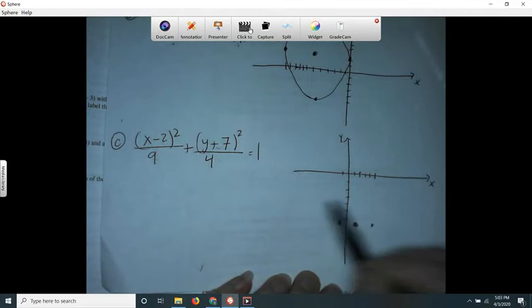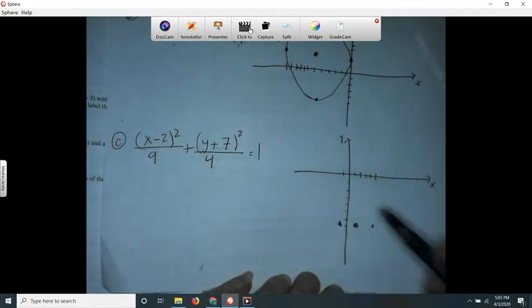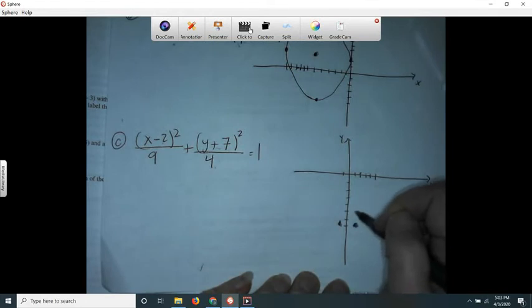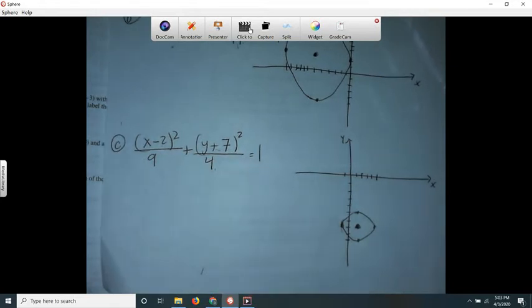And then this is going to be 2, so go up 2 and down 2. My spaces aren't perfectly spaced, so this is going to look a little bit like a circle. Okay, so that's in general.